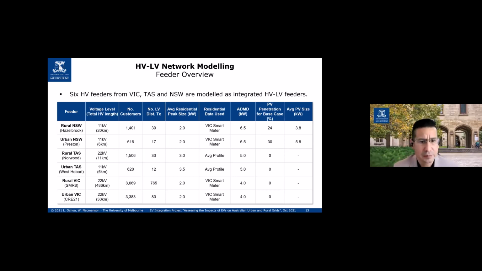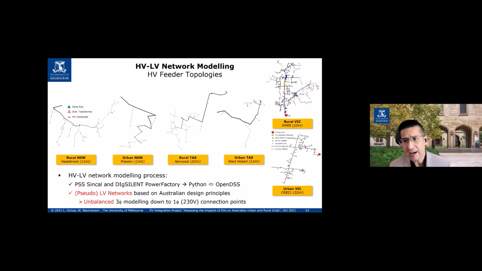All right, let's move on. These are the networks in terms of their topology from the high voltage side, all right? You can see some of them look more complicated than others, as you would expect. For instance, the rural Victorian one is massive. The urban Victorian one as well is quite big, but in general, the networks are just radial networks, right?